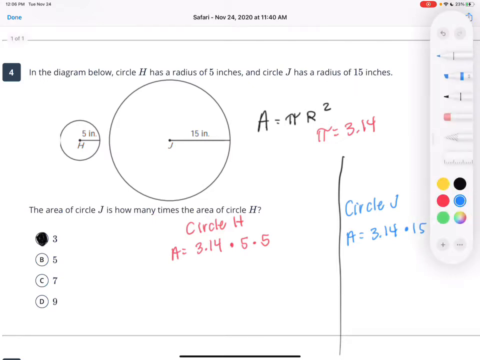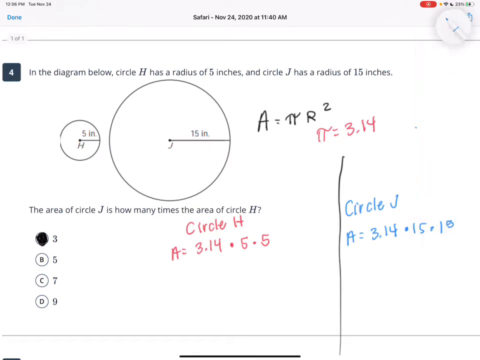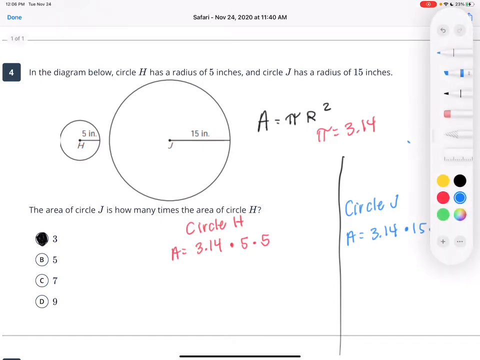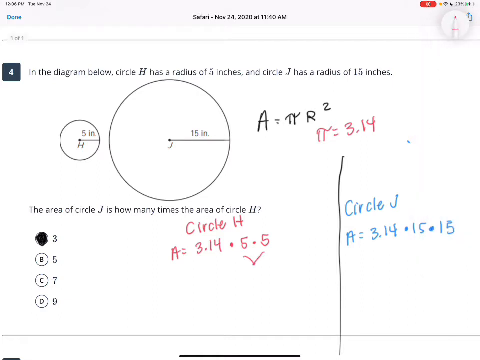Oh, I hate how I wrote that 5. Let's do that again, because remember, neat notes make the best notes. All right, so let's get to some work. We know that 5 times 5 is 25, times 3.14. Keep in mind that you may use a calculator at home. So it's going to be 78.5. Oh, the unit is inches squared. So that's the area of circle H.